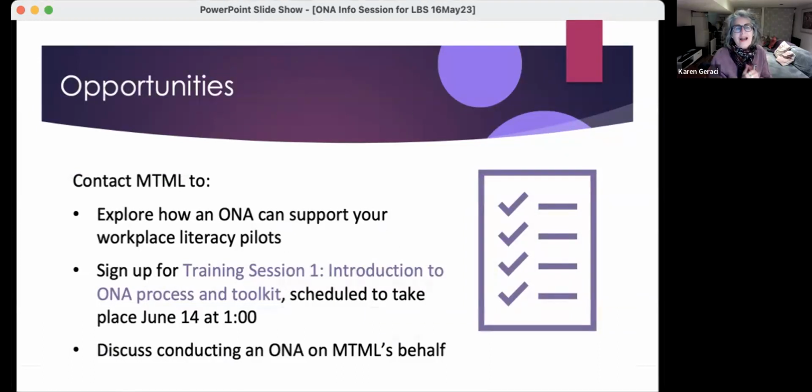If you want to explore how an ONA can support a workplace literacy pilot that you either have applied for or plan to apply for funding for, get in touch with MTML to talk about that. You can sign up for the training session that's happening in June to learn more about the ONA process and the toolkit. And if you're interested in just conducting an ONA, even if you're not doing a workplace delivery pilot, you can get in touch with MTML and talk about what that could look like for your organization.